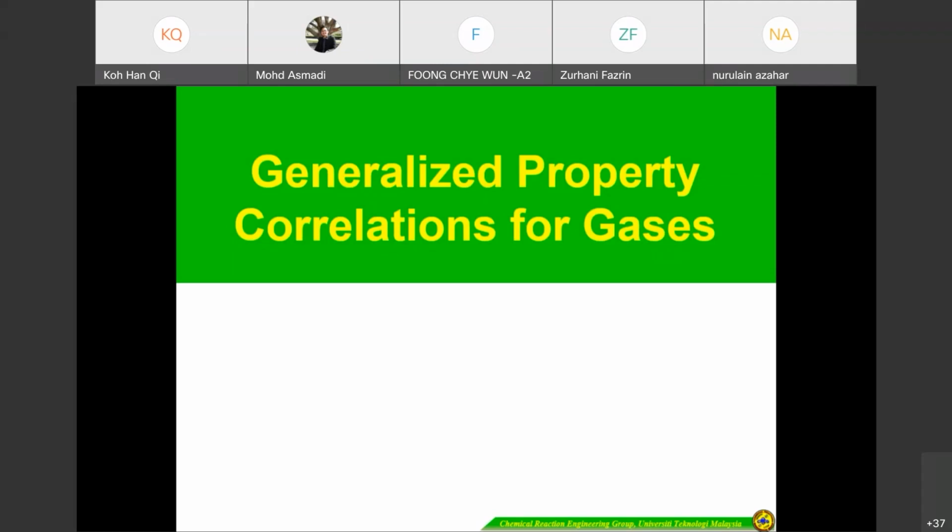The method is actually what we call Lee-Kesler. Because you have to do the interpolations for Lee-Kesler, as well as we have the virial. For Lee-Kesler, you have to determine SR naught and SR prime before you can get the final answer SR. Similarly for the determination of residual enthalpy. So you have to do the interpolation. That one is the Lee-Kesler method. Another one is by using virial.